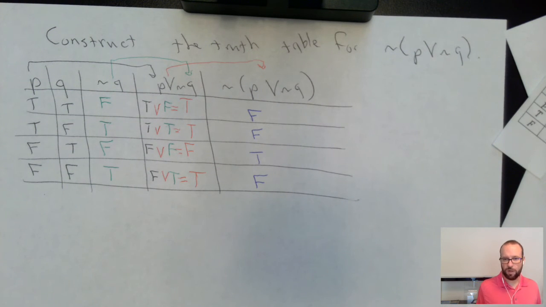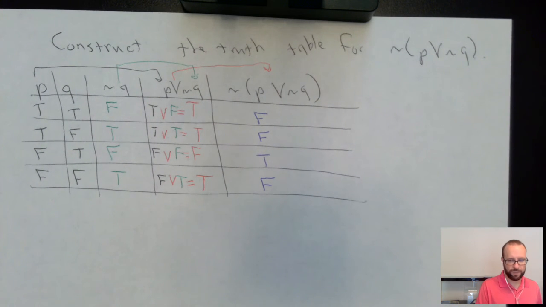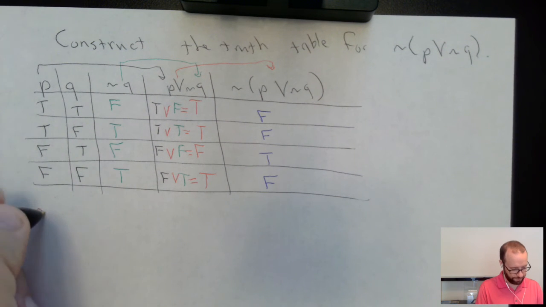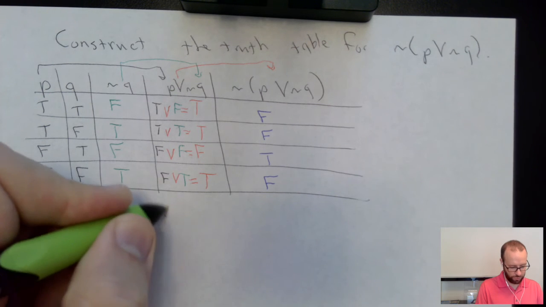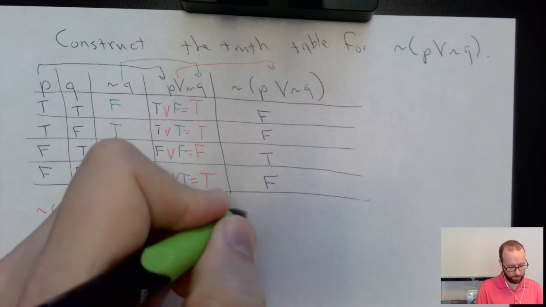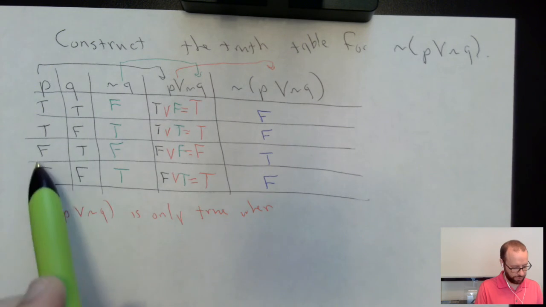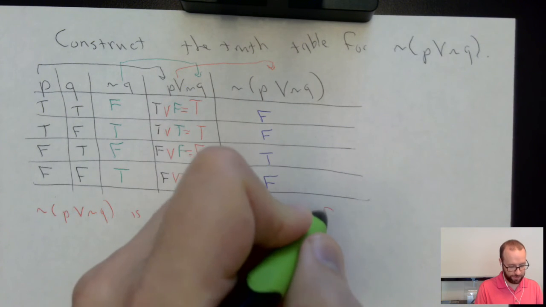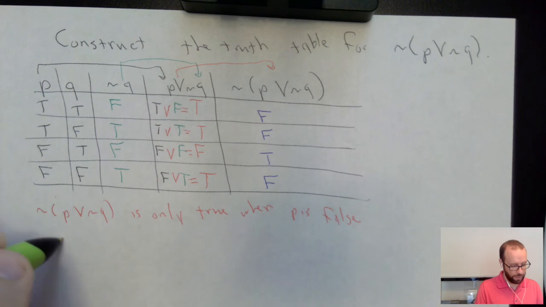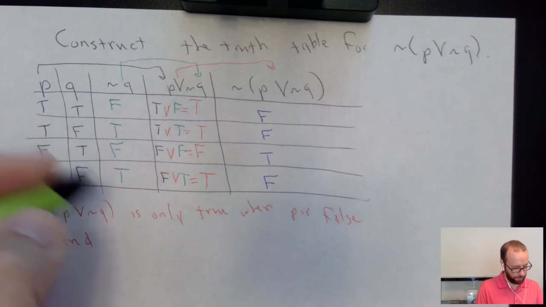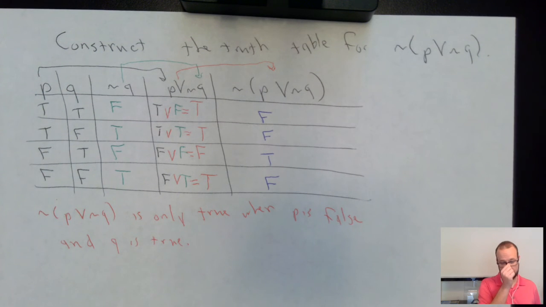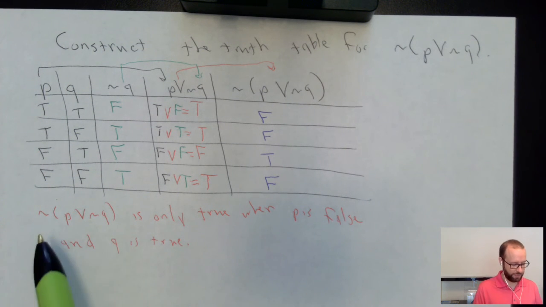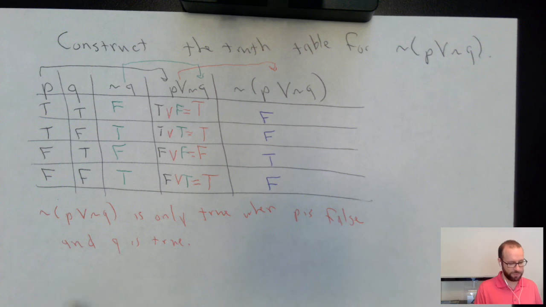Just like we did for our initial statements, we can make a claim about all of this. For example, it is not true that P or not Q is only true when it's only true in this row, so when P is false and let's see, Q is true, right? That defines this statement. It's the key to the statement. This statement, it is not true that P or not Q, it's only true when P is false and Q is true.